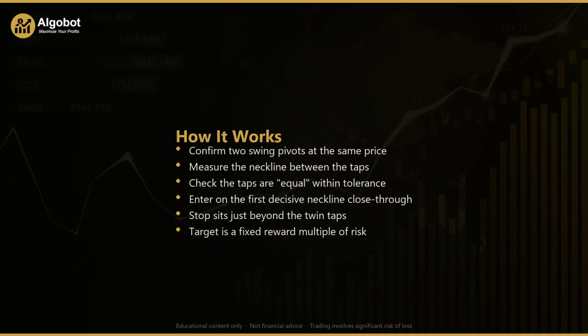The take profit is set as a fixed reward-to-risk multiple of that structural stop distance, letting the reversal run. The short side is a perfect mirror. The EA detects two matching swing highs, draws the neckline as the lowest low between them, waits for a candle to close below that neckline for the first time, places the stop above both highs, and projects the target downward.